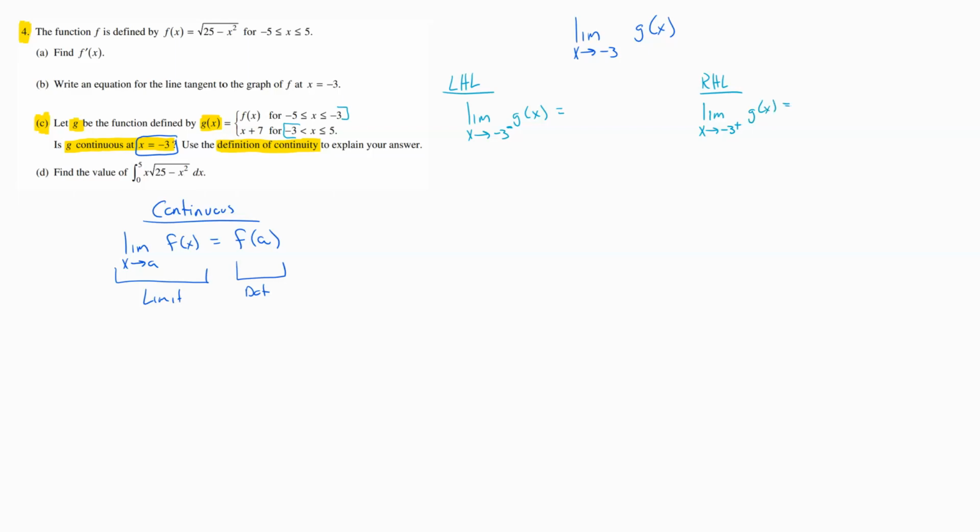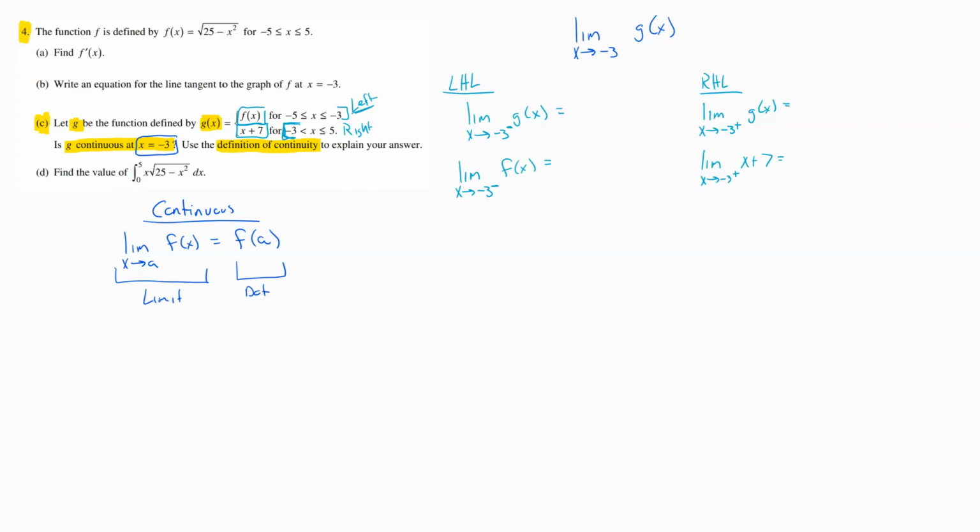We then go over to our piecewise function and start plugging in what our function would be. So the limit as x approaches -3 from the left, things to the left of -3 would be less than -3. So for the left-hand limit, I'm going to be using the function f of x. Things to the right of -3, the limit as x approaches -3 from the right, are things that are greater than -3. That means our right-hand limit is going to use the equation x plus 7.